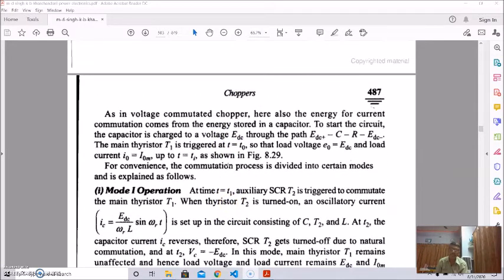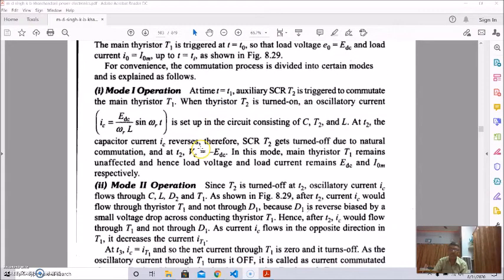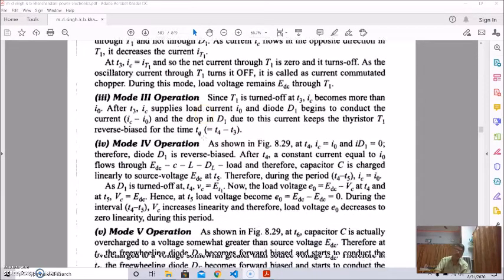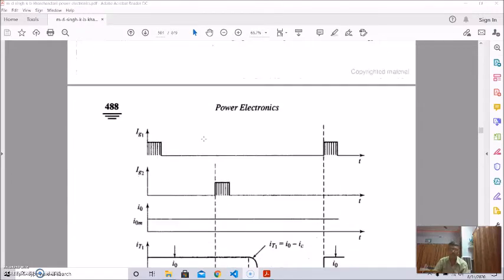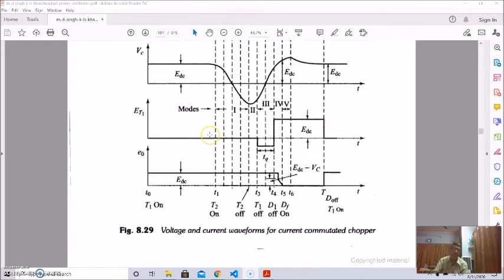Initially this capacitor is charged as in voltage commutated choppers, and then at a time T equal to T1, S2 is triggered to commutate the main thyristor, and then one after another, mode 2, mode 3, mode 4 and mode 5 operations continue. This is depicted in these voltage and current waveforms of the current commutated chopper.